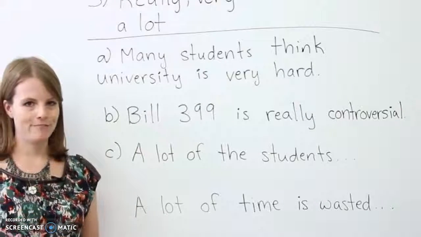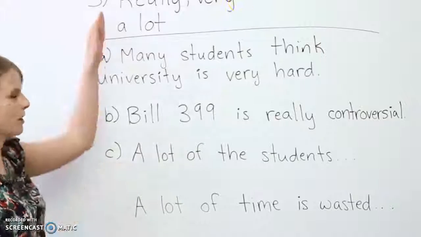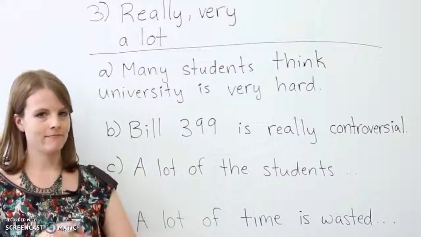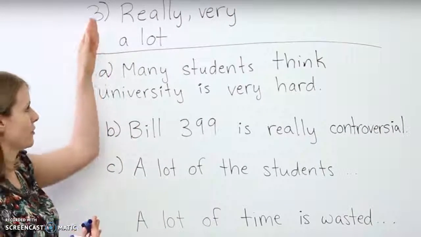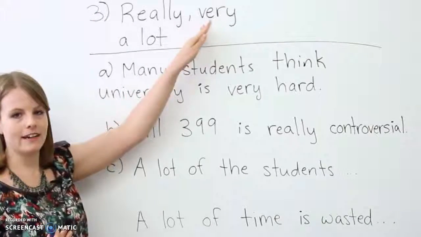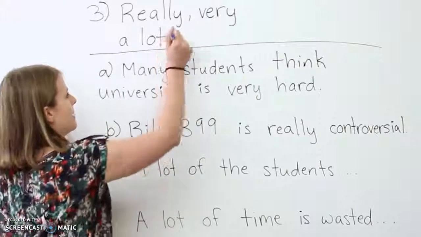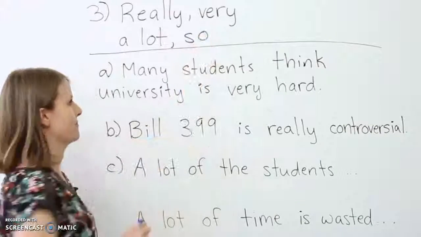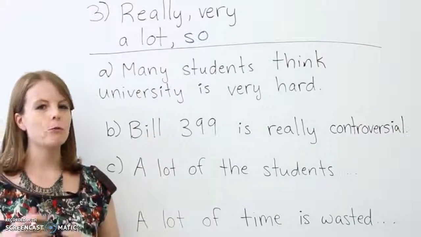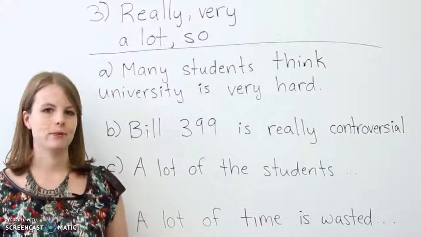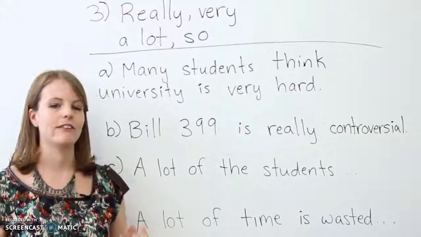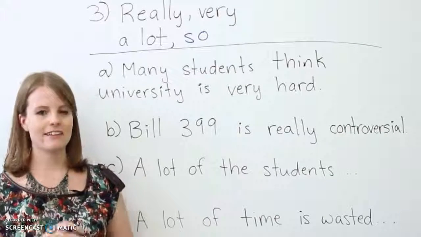So tip number 3 is avoid words. So don't use words in academic writing such as really, very, a lot. I'm going to add another one. So, okay, this weakens your writing. Your writing isn't as strong if you use these types of words. So let's look at some examples.